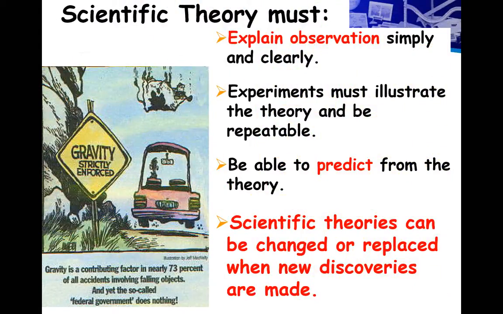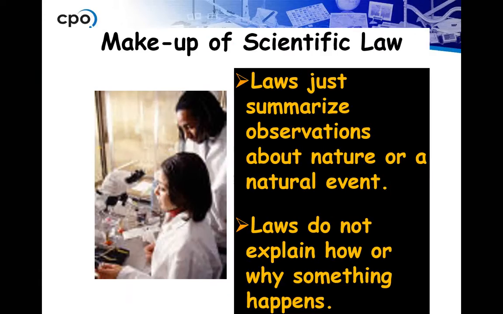A scientific theory must explain simply and clearly. The experiments must also illustrate the theory, be repeatable, and be able to predict from that theory. Scientific theories can be changed or replaced when new discoveries are made. As I said before, laws just summarize events or natural occurrences. They don't give the how and why.